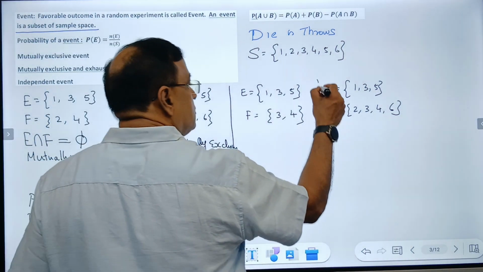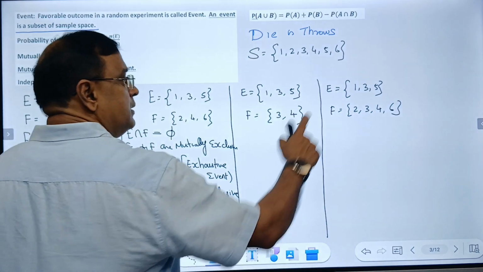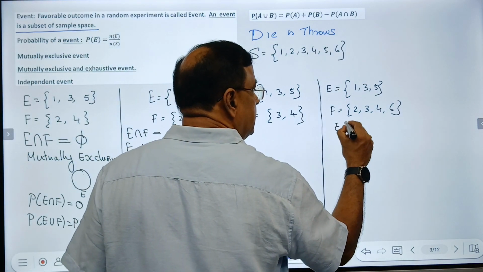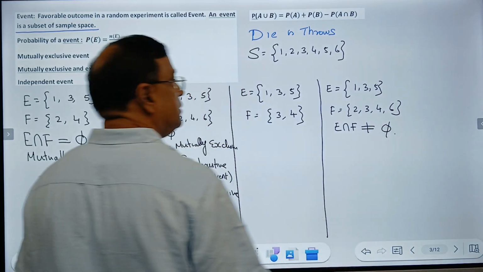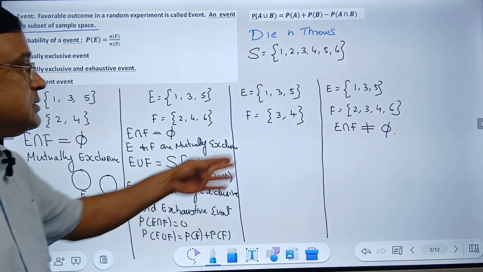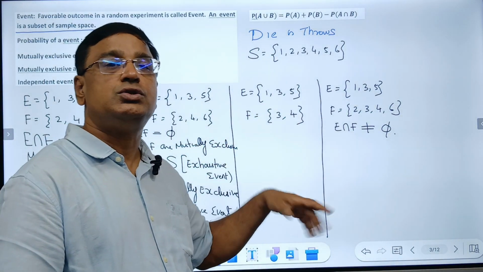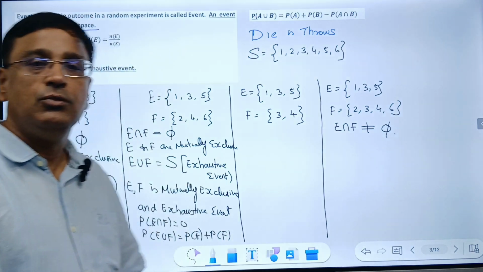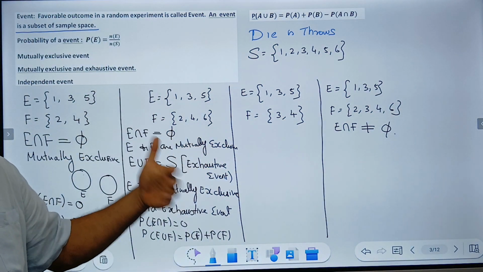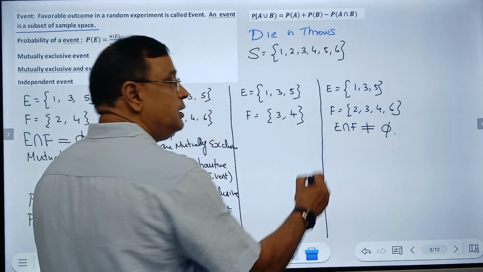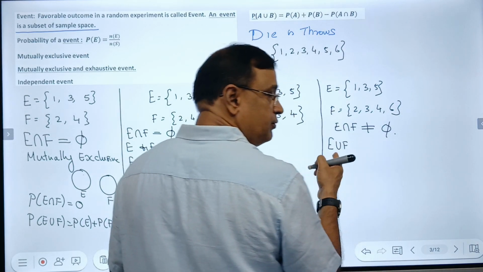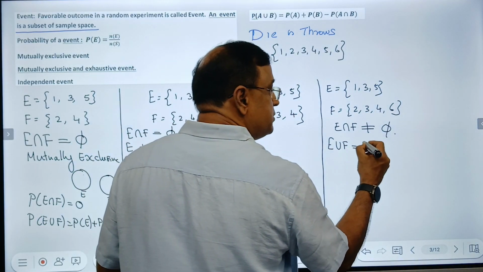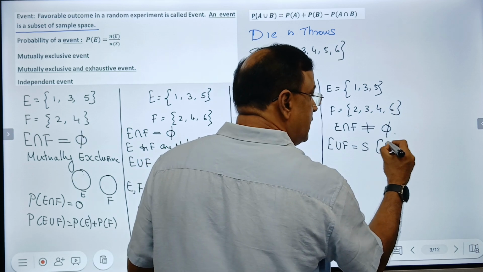Now what are these two examples? If you notice, this E intersection F is not a null set. So definitely this is a very good example of an event which is not mutually exclusive. But if you notice this carefully, E union F is the sample space. So this is just an exhaustive event.